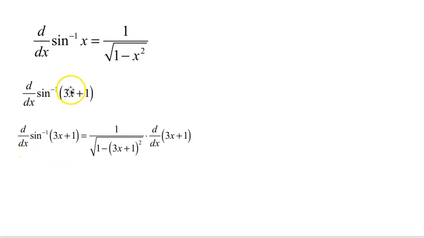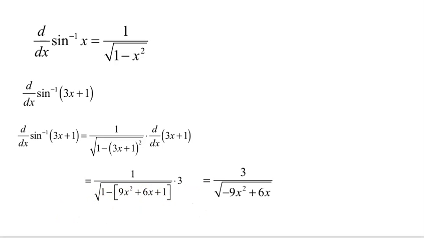So notice what I've done. I replaced x with 3x plus 1 here. 1 over the square root of 1 minus (3x plus 1) squared, times the derivative with respect to x of 3x plus 1. Well, (3x plus 1) squared is 9x squared plus 6x plus 1. Derivative of 3x plus 1 is just 3. So, simplifying this fraction, the 3 is upstairs. 1 minus 9x squared will leave me negative 9x squared, minus 6x will leave me negative 6x. 1 minus 1, that goes away. So what's my final answer? Simplified, it's going to be 3 divided by the square root of negative 9x squared plus 6x.